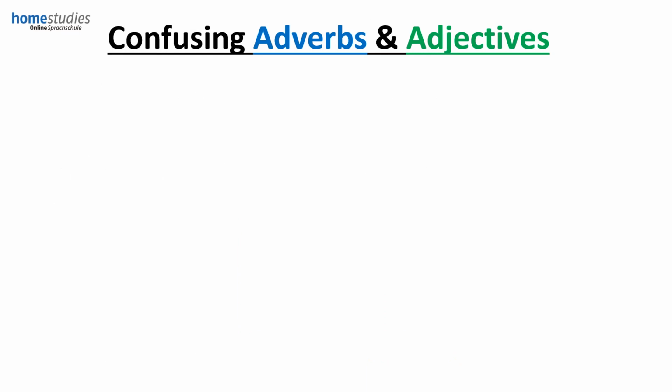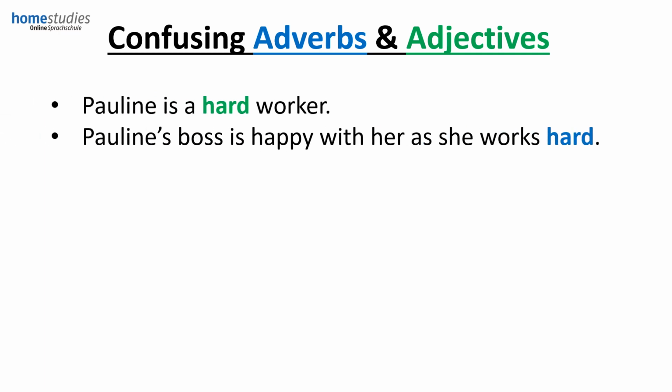Now, a lot of students get confused with certain adverbs and adjectives. For example, words like hard and hardly. Look at this example. Pauline is a hard worker. Pauline's boss is happy with her as she works hard. In the first sentence, hard is the adjective. Pauline is a hard worker. But in the second sentence, it's an adverb. Pauline's boss is happy with her as she works hard. The spelling doesn't change, yet one is an adjective and one is an adverb.